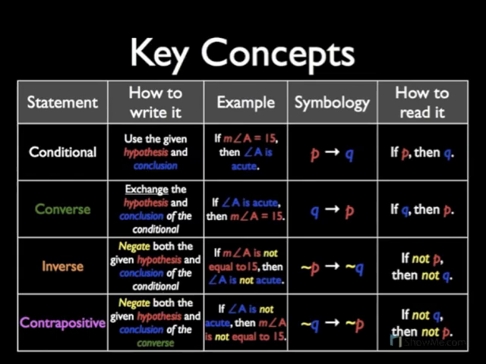And the final related conditional is the contrapositive. This is where you negate both the hypothesis and conclusion of the converse. So if angle A is not an acute angle, then the measure of angle A is not equal to 15 degrees. Symbol-wise, it's easy to see. If not Q, then not P.